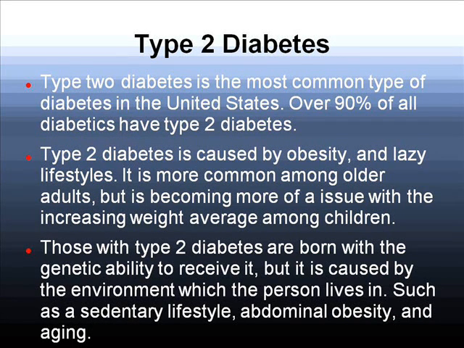Yep. Type 2 diabetes is the most common type of diabetes in the United States. Over 90% of all diabetics have type 2 diabetes. Type 2 diabetes is caused by obesity and a lazy lifestyle. Those with type 2 diabetes are born with the genetic ability to get it, but it is caused by the environment in which the person lives.